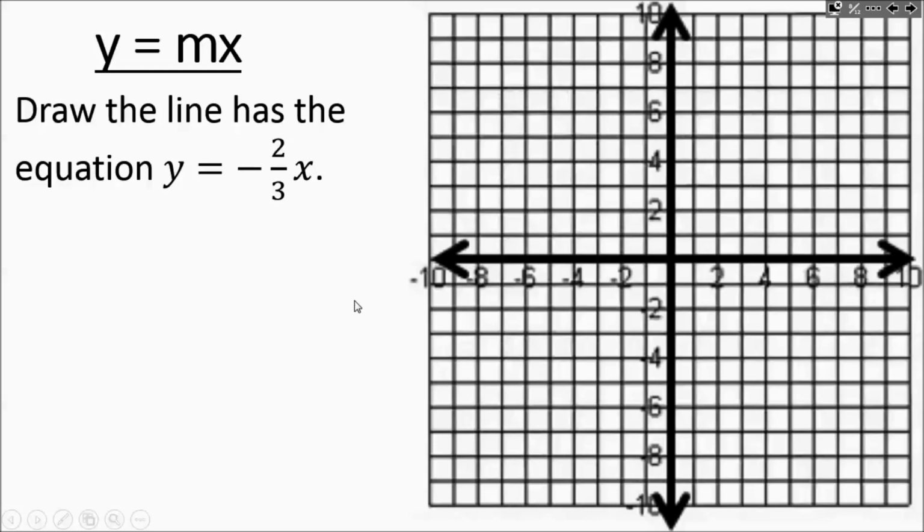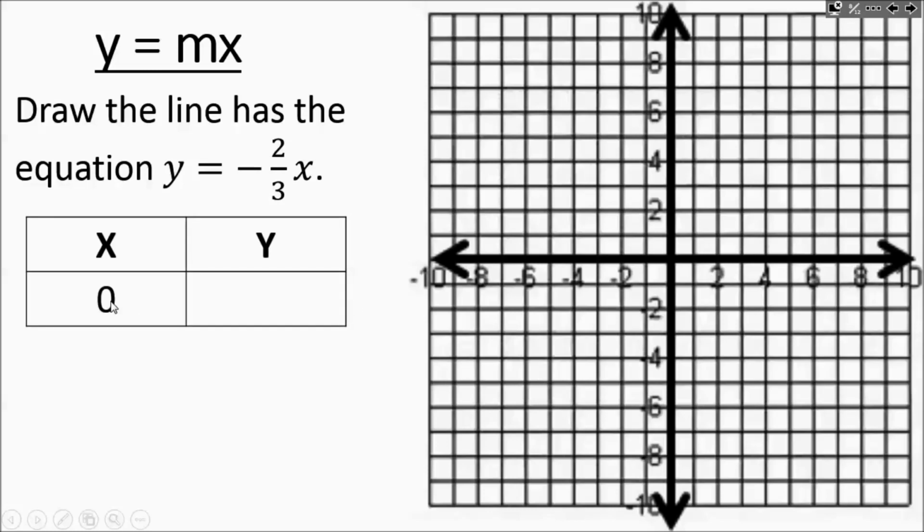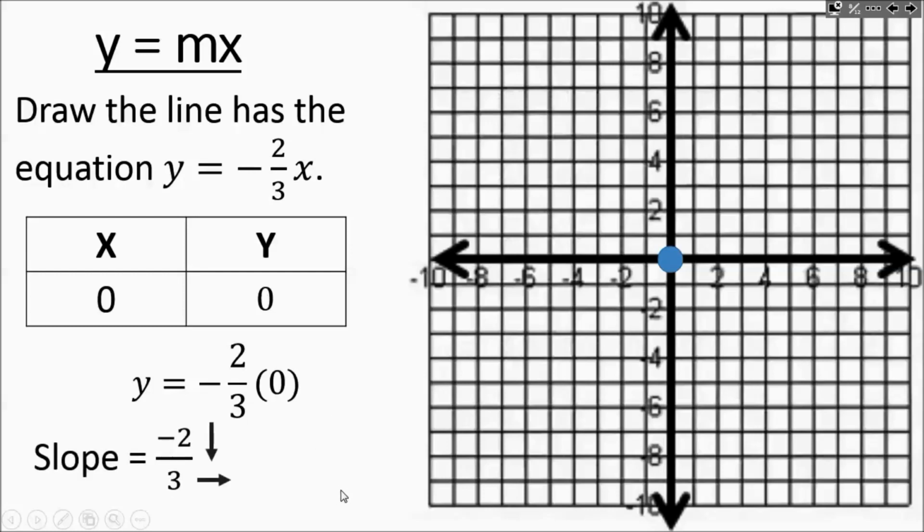I'm going to go ahead and double check that starting point. I'm going to do an input of 0. And then, hey, negative 2/3 of nothing is still nothing. Once again, the origin is going to be our starting point where we're going to apply the slope. So the slope is negative 2/3, down 2, right 3. So from there, I'm going to go down 2, right 3, down 2, right 3.